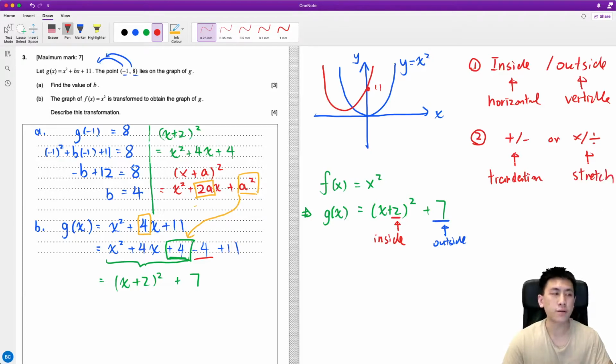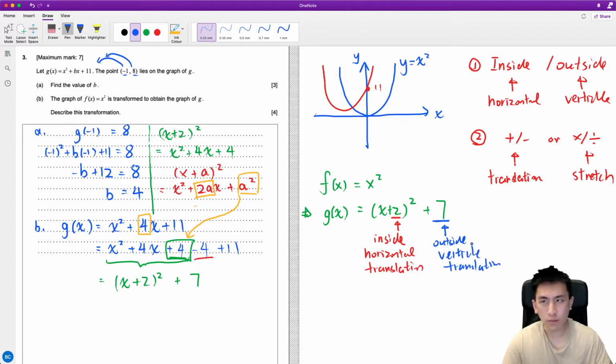S-T-R-E-T-C-H. Stretch. All right. Then you look at this, right? Both of them are plus, right? That means both of them are a translation. That means the plus 2 would be a horizontal translation, and the plus 7 would be a vertical translation.